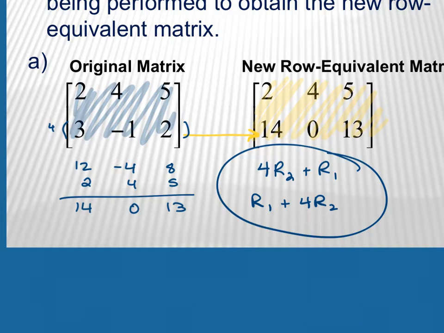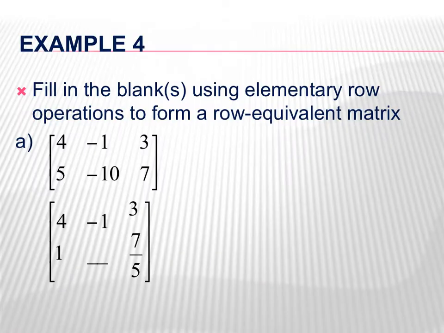Questions so far? Okay, this says fill in the blanks using the elementary row operations to form a row equivalent matrix. So first you got to figure out what change was done and then do it to the term that's missing. So did the top row change? No, which means eliminate the switching. Can you multiply something on the bottom to get the 2 that are already there?